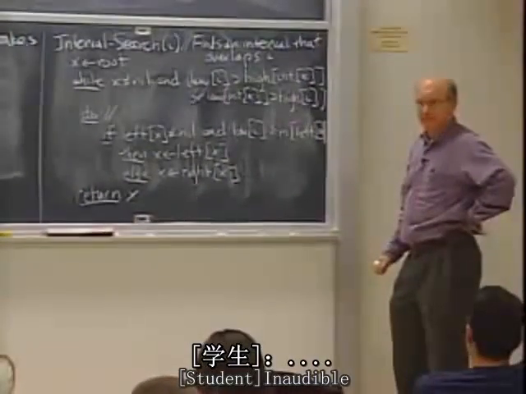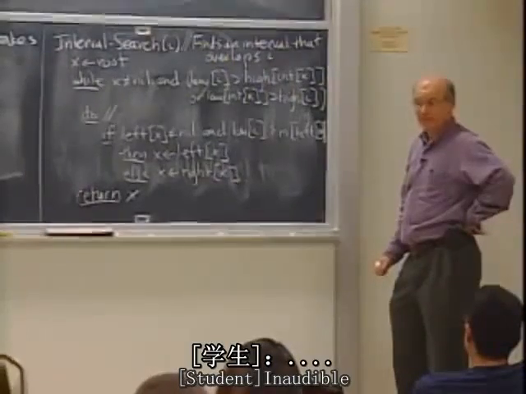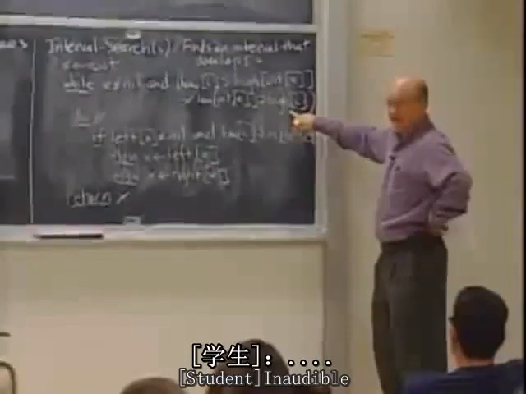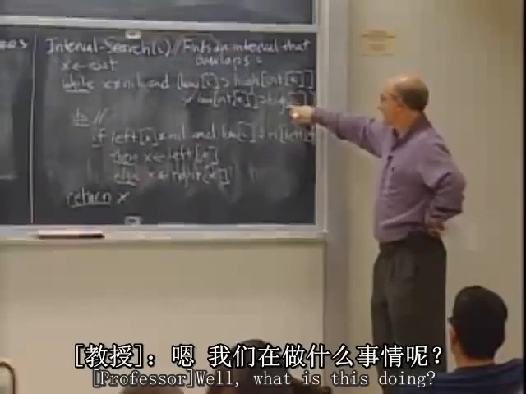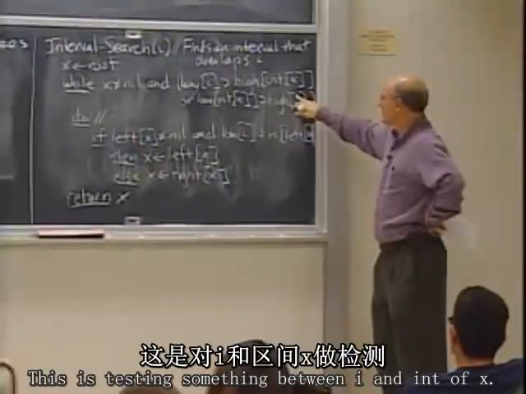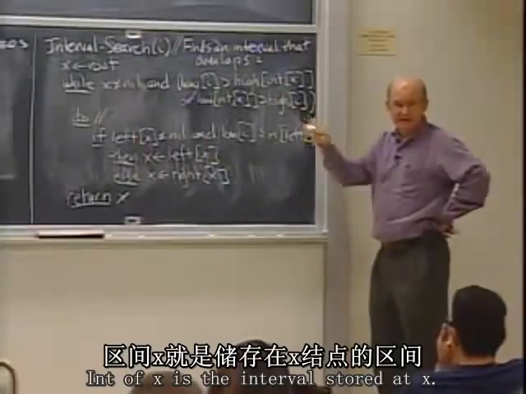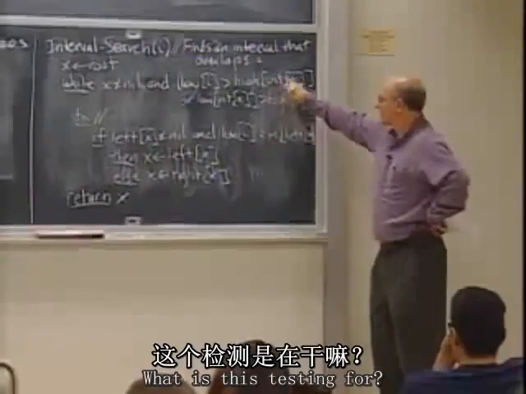If the low of the interval is greater than the high, then you know it's completely to the left or can't. You're checking in either case to make sure that it still exists. Yeah, well, so what is this doing? This is testing something between I and int of x. So int of x is the interval stored at x. What is this testing for?